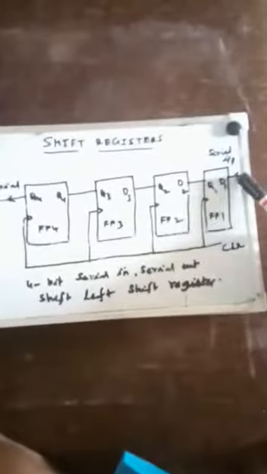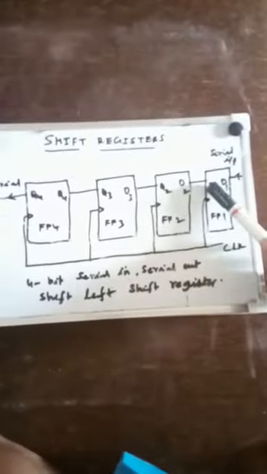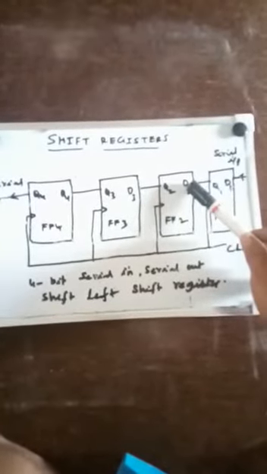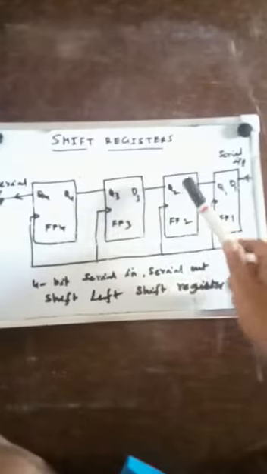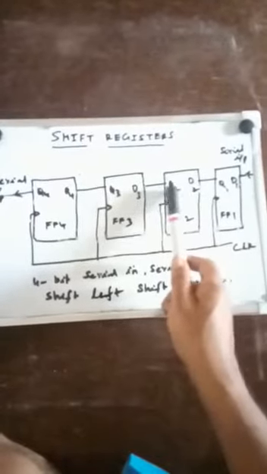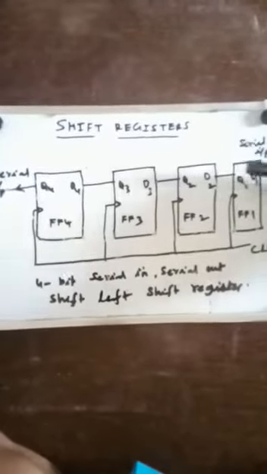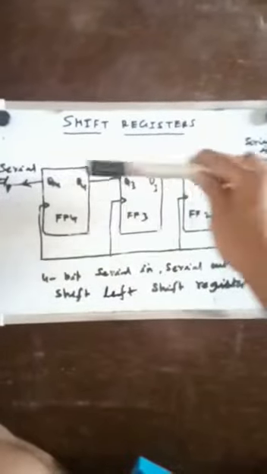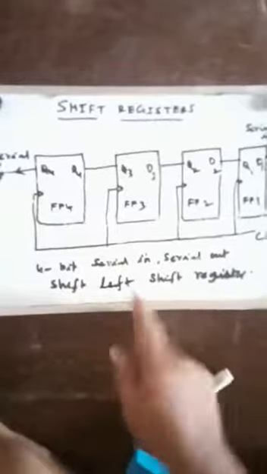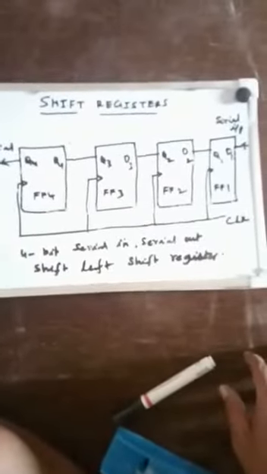So once the input is given, 1 is given, that 1 is transferred to Q1 and Q1 is transferred to D2 and D2 is transferred to Q2. Since it is connected and 1 is transferred, the input is given, it is transferred from here to here, here, here. Hence it is called left. Here the data is transferred from this to this, right to left. That's why it is called a shift left register.